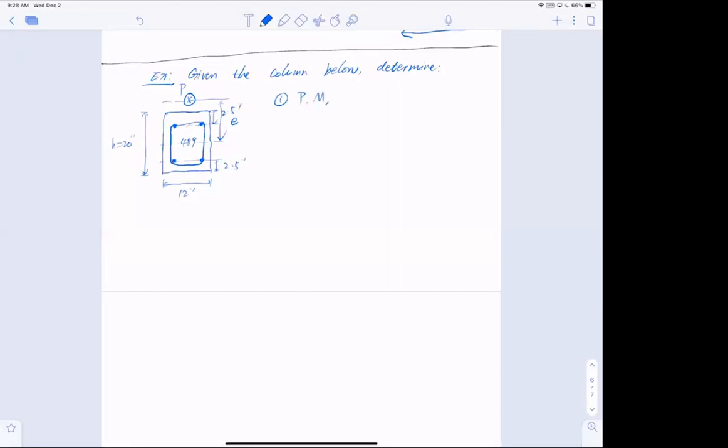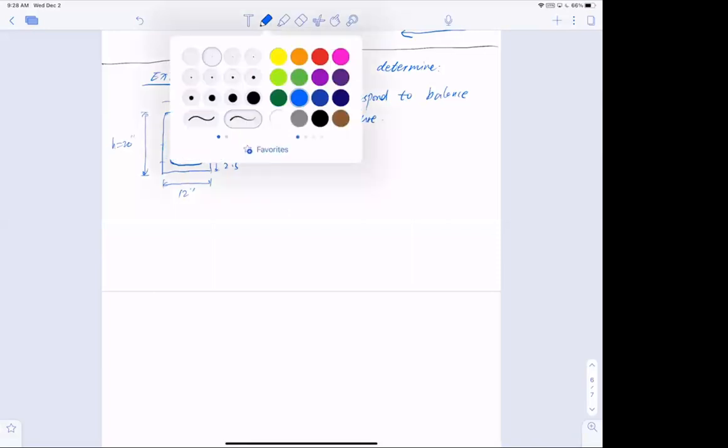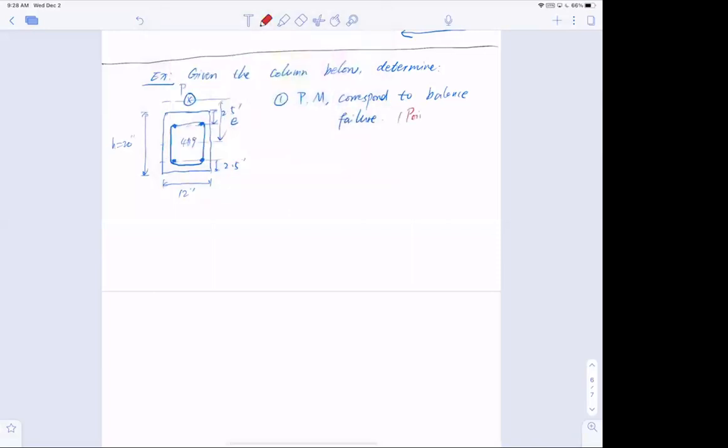Number 1, the axial force and moment corresponding to balance failure. I just want to be clear, this actually means point C. Now the second is the axial force and bending moment to represent a tension failure region.